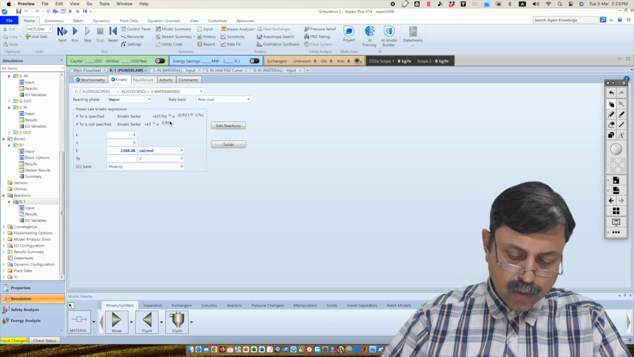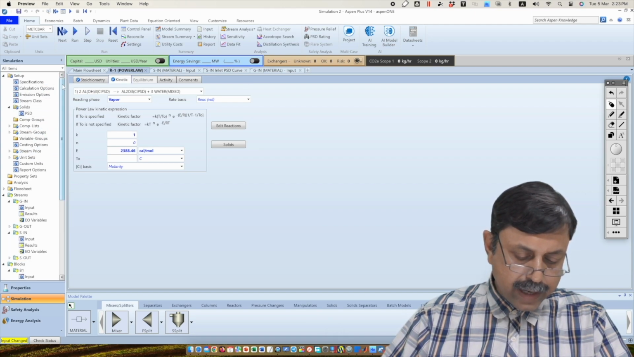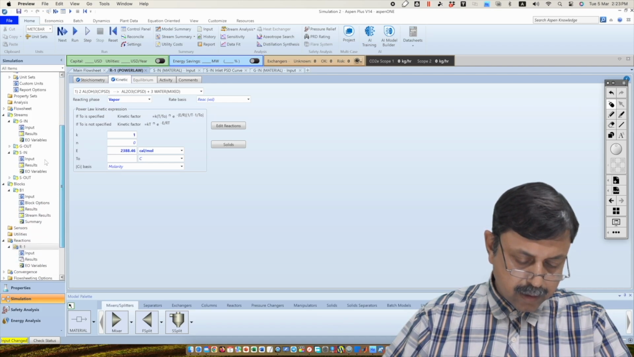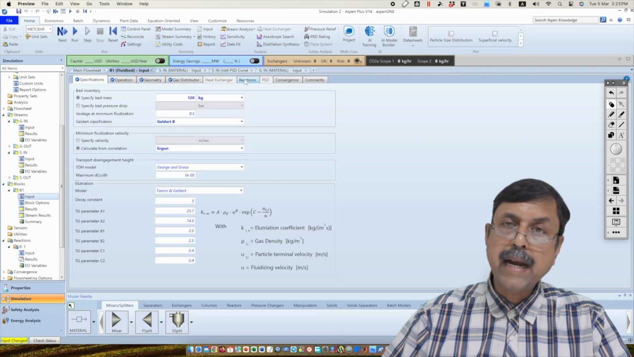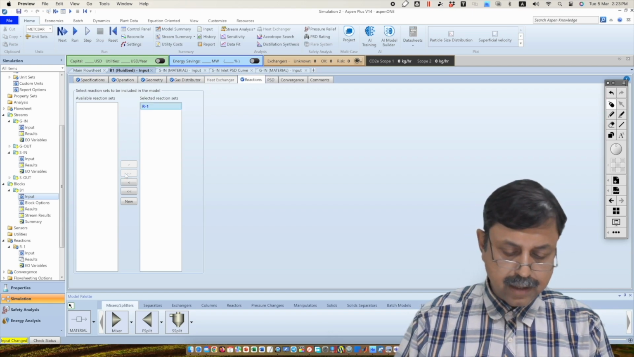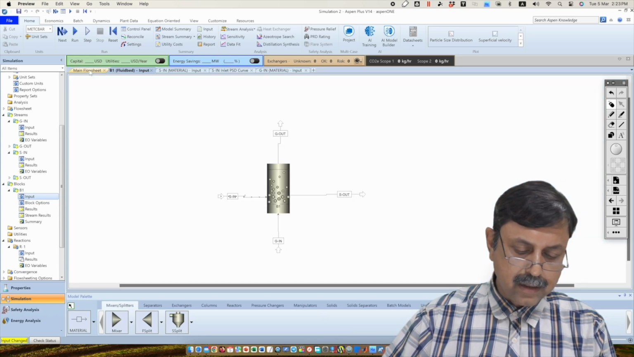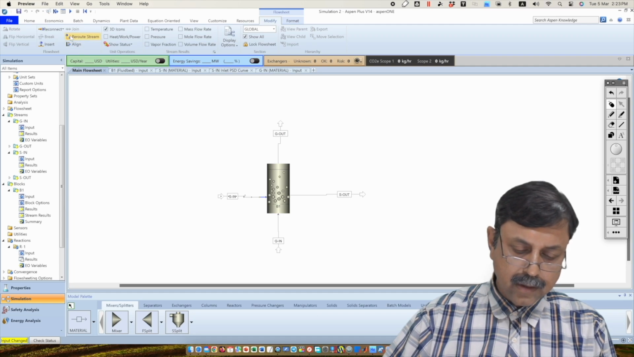Now we have to go back to the fluidized bed model, that is the B1 block, and we have to add in this reaction. So the available reaction set is R1, which we have just created. So we just select this reaction R1 and we will run the system. Okay, so let us run it.